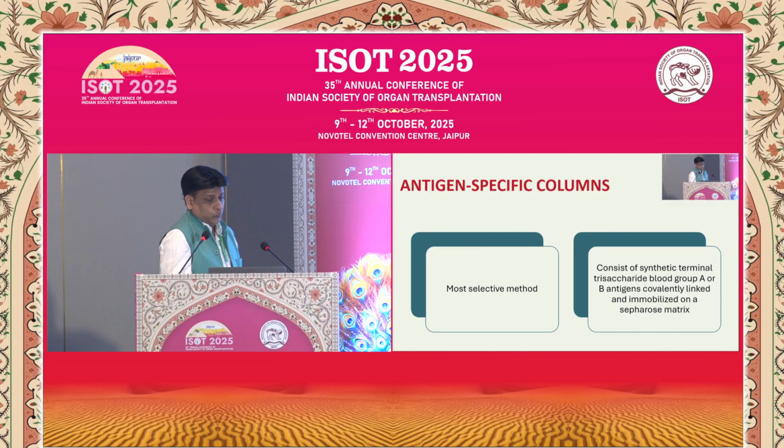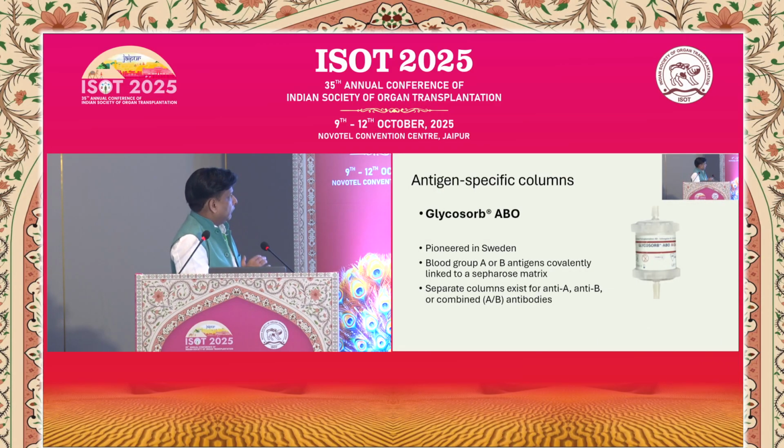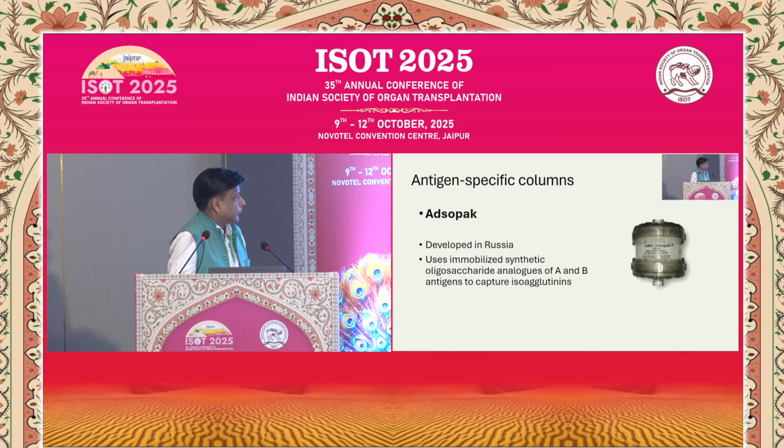Now we come to the most selective method, the adsorption column, which consists of synthetic terminal trisaccharide blood group A or B antigens covalently linked and immobilized on a Sepharose matrix. One is Glycosorb, pioneered in Sweden. Blood group A or B antigens are covalently linked to a Sepharose matrix, and separate columns exist for anti-A, anti-B, or AB. This is another one in the market.